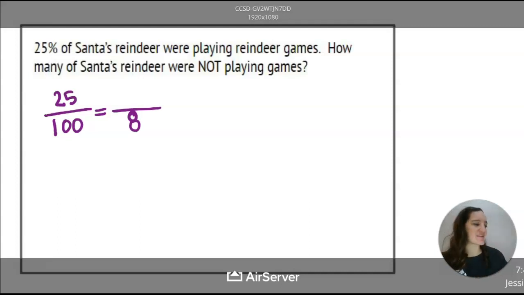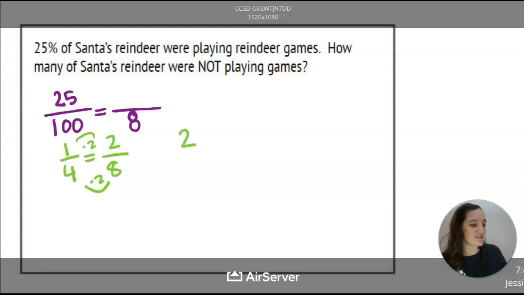Now, if we were to solve this, which you might be like, oh, I know how to solve this. I know that this is 1/4, and I know this is times by 2. So I know the answer is 2 reindeer. Now, here is the tricky part that I'm talking about. This 25% is how many of Santa's reindeer were playing reindeer games. But that's not what the question is asking. The question is asking how many of Santa's reindeer were not playing reindeer games.